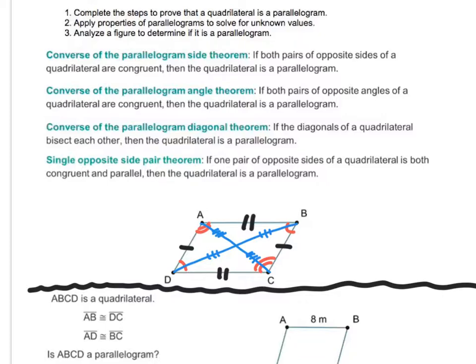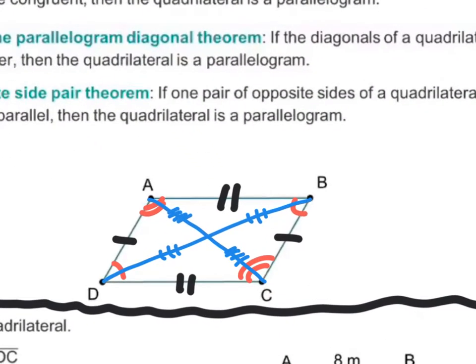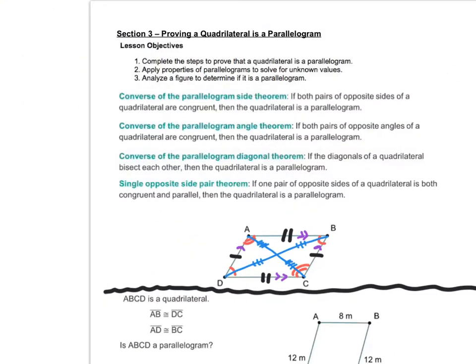Okay. The other thing is the single opposite side pair theorem. If one pair of opposite sides of a quadrilateral is both congruent and parallel, then the quadrilateral is a parallelogram. So if I just know that AB is congruent to DC and they're also parallel, okay, then I know that we have a parallelogram. Same thing with AD and BC. If I know that these are congruent and parallel, then I have a parallelogram, okay?